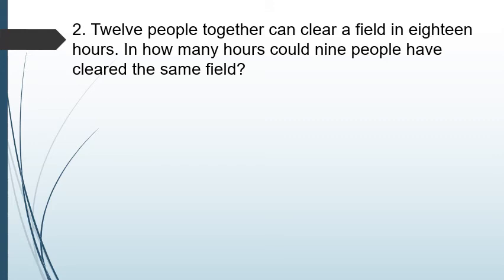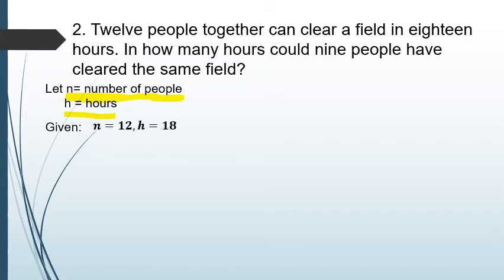For number 2, 12 people together can clear a field in 18 hours. In how many hours could 9 people have cleared the same field? So, kunin muna natin ang given. So, let n be the number of people, h for the number of hours. So, ito yung gagamitin natin na variables. So, again, n for the number of people, h for hours.